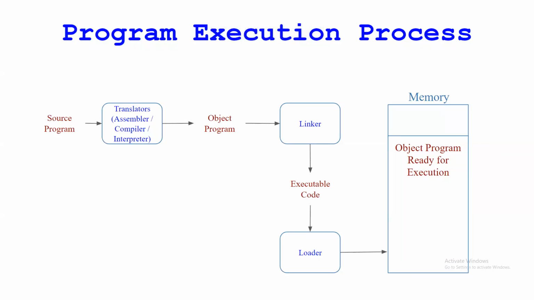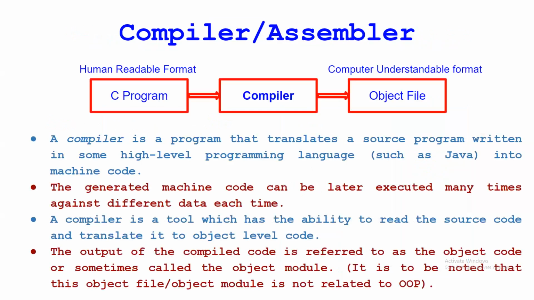Through we have seen this. Now the compiler or assembler. You can see here, it's the simple diagram I have just given here. Suppose it's a C program or CPP or any program we can consider here. And using a compiler, we can convert that C file to the object file. And that C program, whatever is written, is in a human readable format. And this is a computer understandable format.